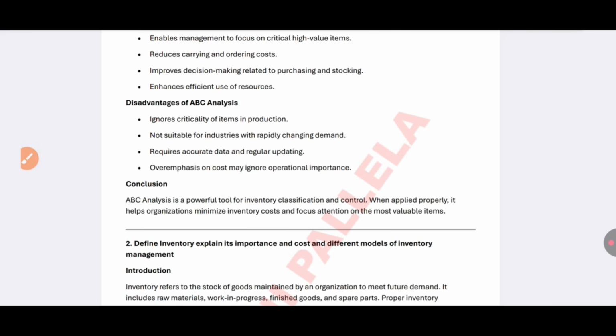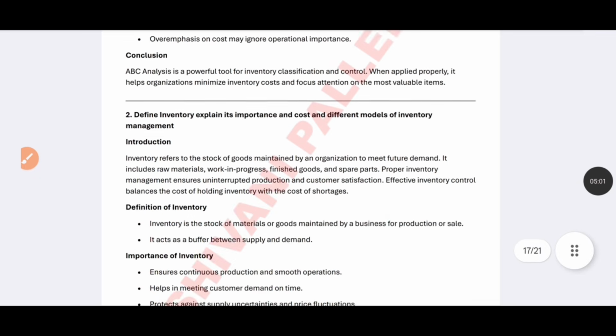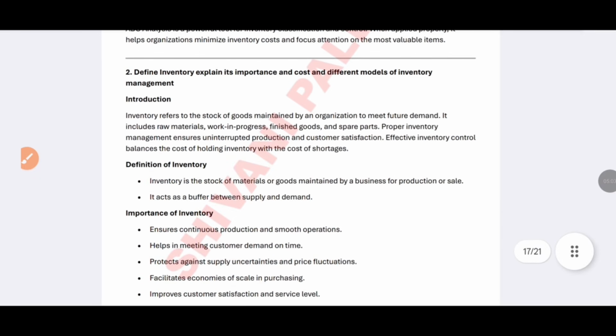Clear, ma? So ABC analysis is an important tool. When you use it properly, the organization will be able to minimize the expenses and focus more attention on the valuable assets, valuable items. Clear, ma? So this is the complete concept of ABC analysis. Most important one, you should not skip this answer at any cost. Clear? Next one: define inventory, explain the importance and cost and different models of inventory.